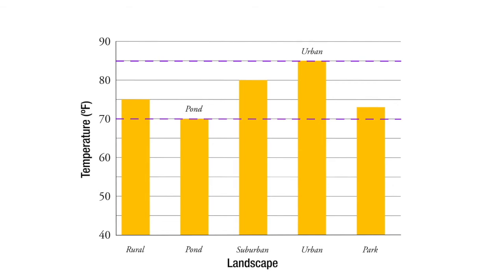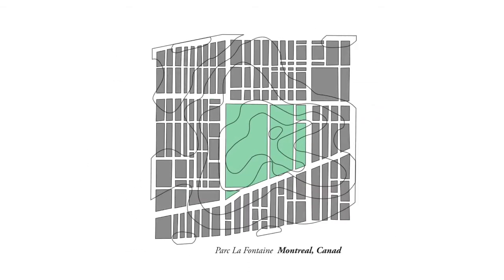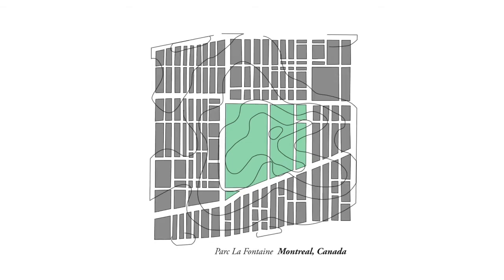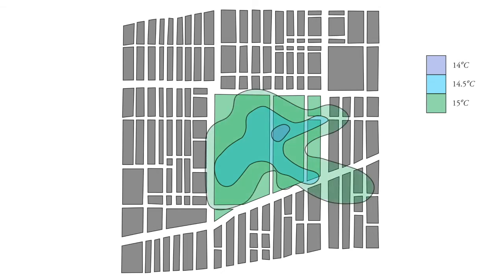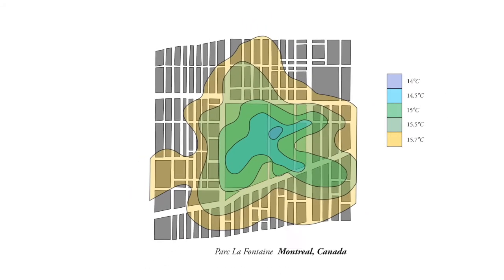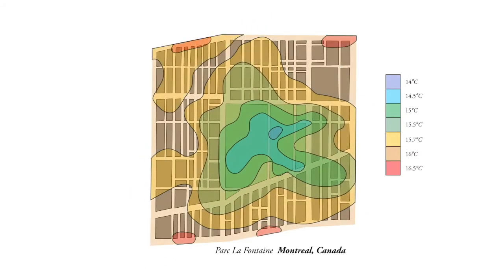Now, what's happening? Well, there's a whole bunch of things. This is a park in Canada, in Montreal, and these are equal air temperature isobars, in degrees Celsius. So we have 14 degrees here in the middle of the park, and then it goes up to 14 and a half, and at the perimeter of the park, it's 15. But as we get into the city, it goes to 15 and a half, and even higher to 15.7 or 16 or 16.5.